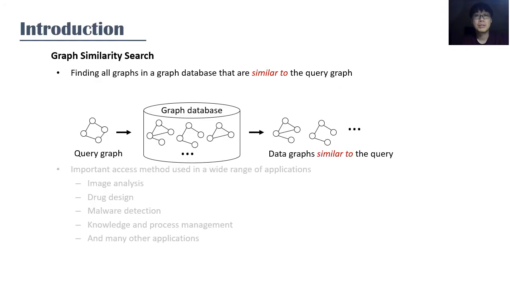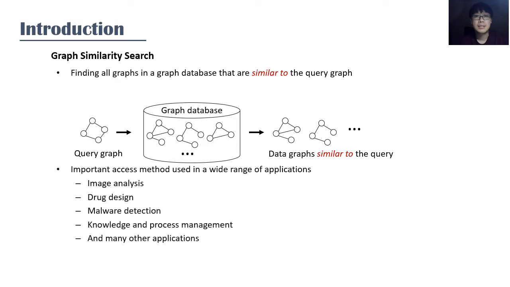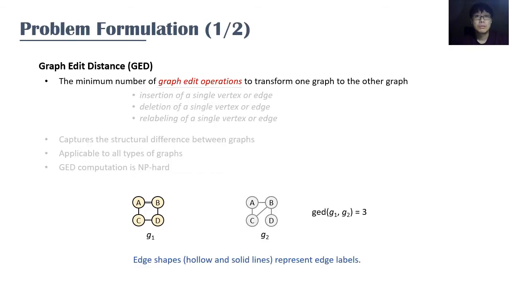Informally, graph similarity search is to find all graphs in a graph database that are similar to the query graph. It is an important access method used in a wide range of applications, such as image analysis, drug design, malware detection, and so on. To quantify the similarity between graphs, we use graph edit distance, GED in short.